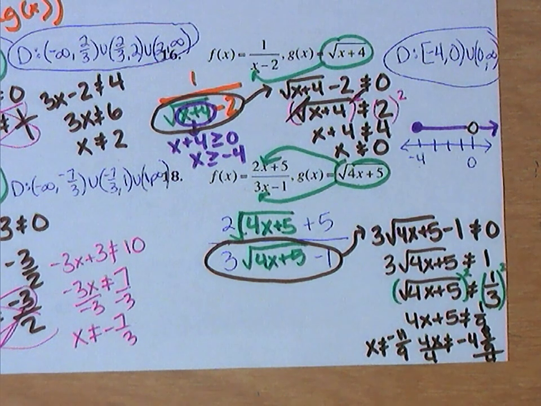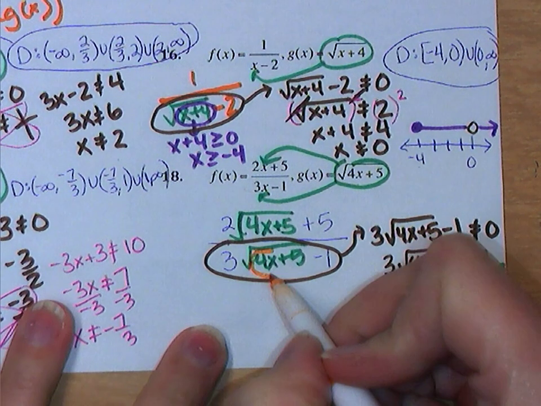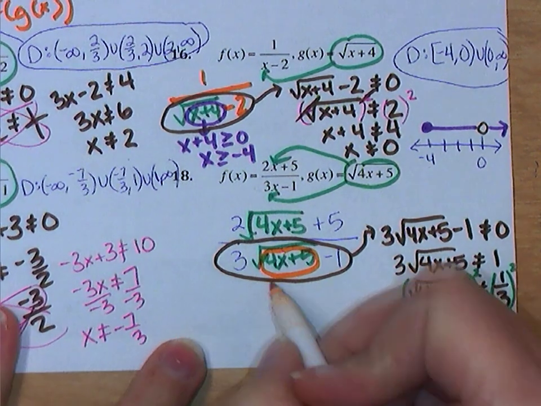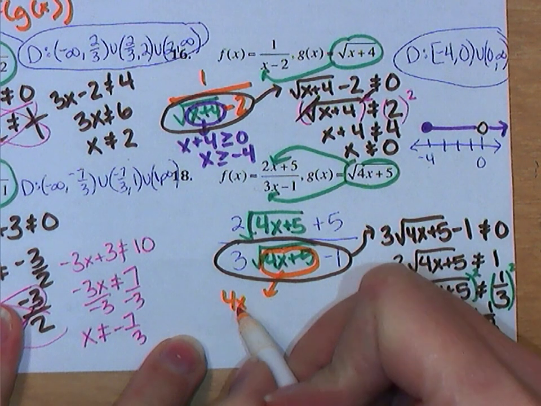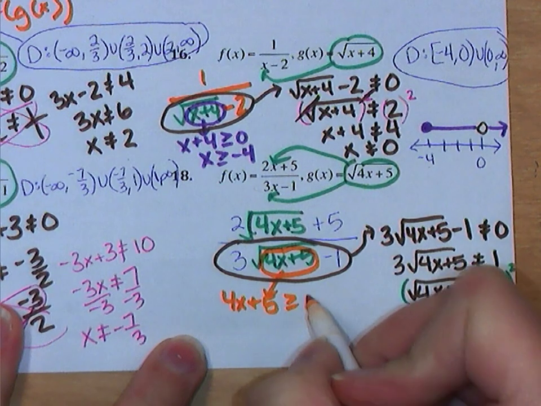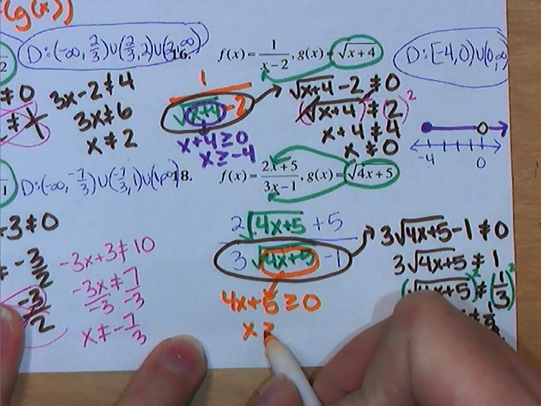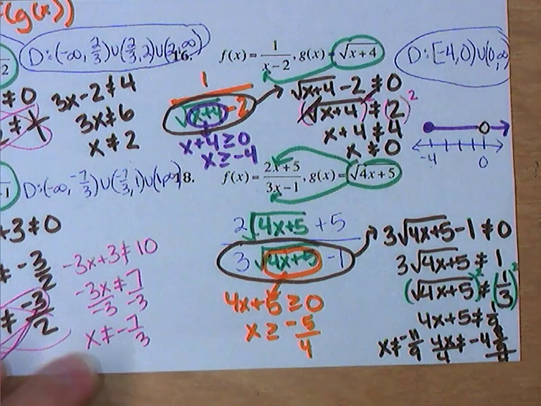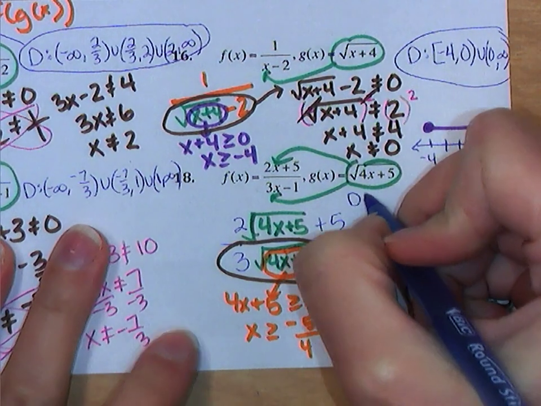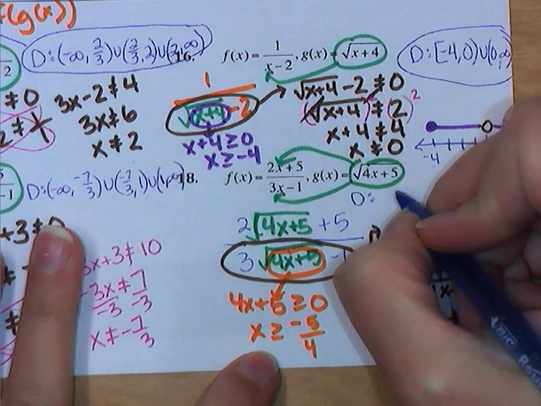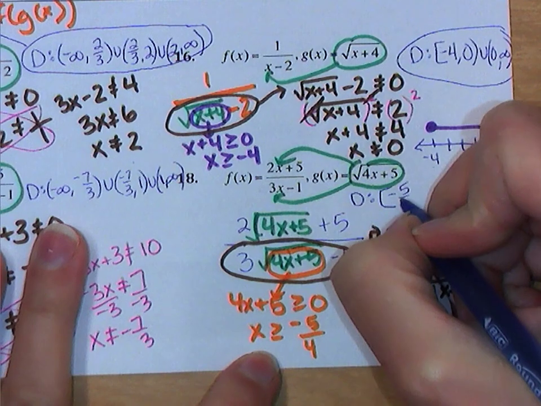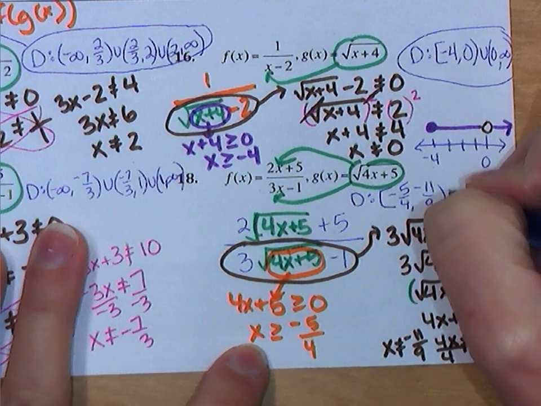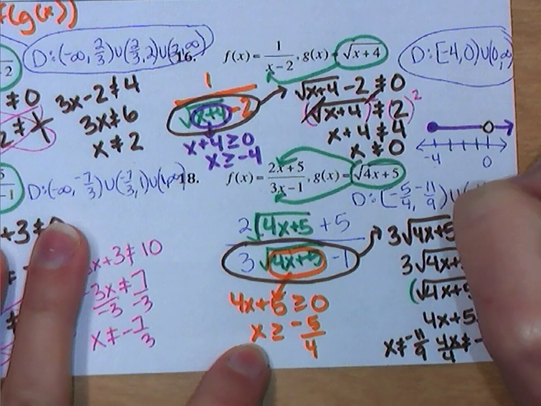And then underneath the radical, you have 4x plus 5, and it's even. If it's an odd root, remember, we don't care about those. Even roots, whatever's underneath has to be greater than or equal to 0. So x is greater than or equal to negative 5/4. Domain, negative 5/4 with a square bracket, comma, negative 11/9, parenthesis, union, negative 11/9, comma, infinity.